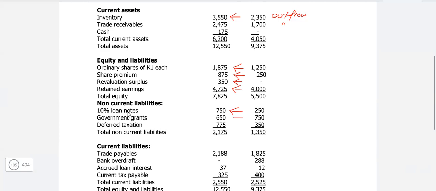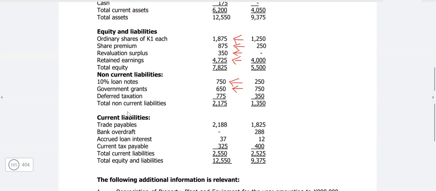Government grants are decreasing. So we need to see whether they have received new grants or they have to repay them. In the additional information, we see deferred taxation. We'll take these figures in the tax payable accounts. Trade payables are increasing, so this represents the inflow. Bank overdraft: in the previous year, there was no cash and there was an overdraft. And this year they have cash but no overdraft.